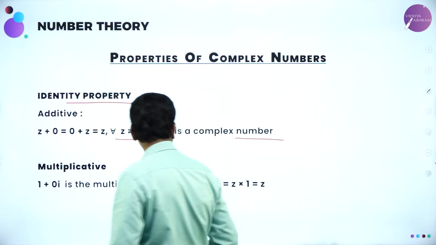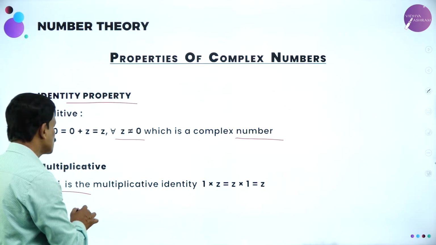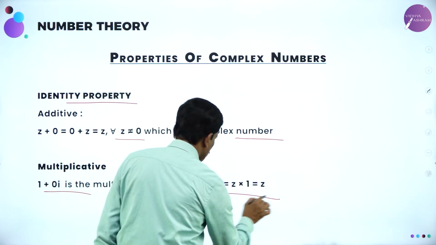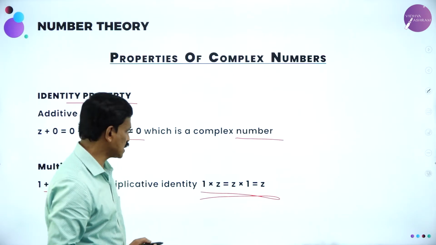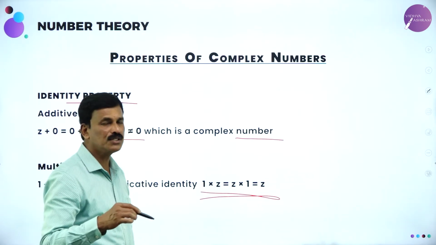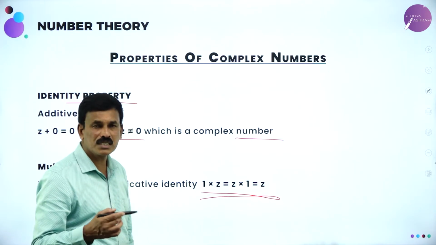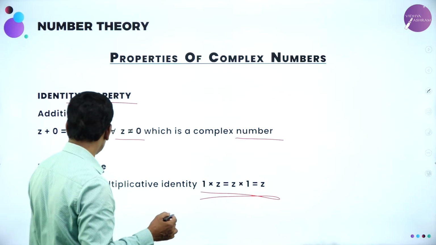So multiplicative property. For example, for additive property, 1 plus 0 is an example, whereas for multiplicative property, 1 into z is equal to z into 1 is equal to z. So 1 into z or z into 1 is equal to z itself, which is called the multiplicative property of a complex number.